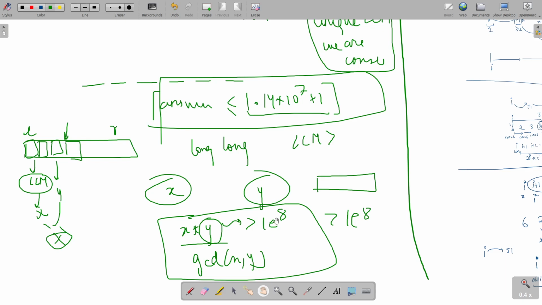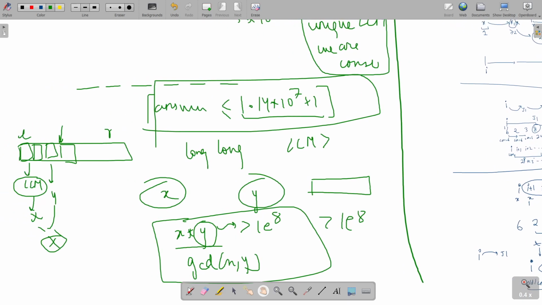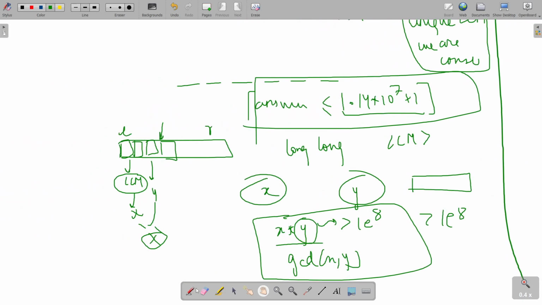Okay. Because otherwise the value of LCMs can be very large and you have to take care of overflows. So you can just check if x and y, any of these values are greater than 1e8, then you can just stop.